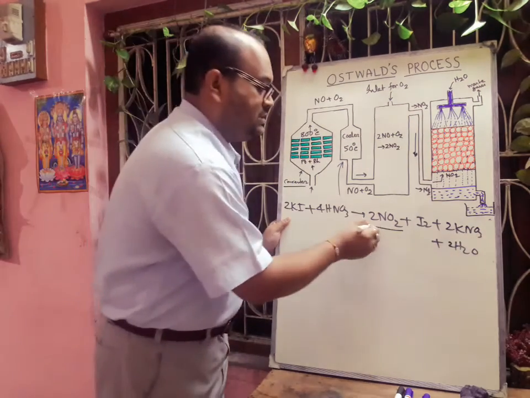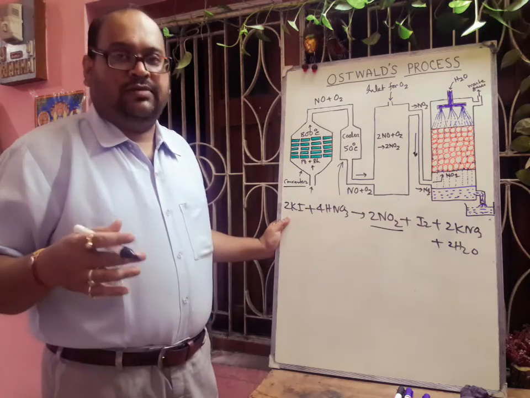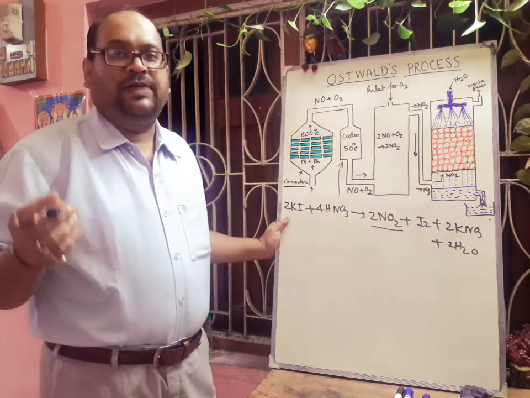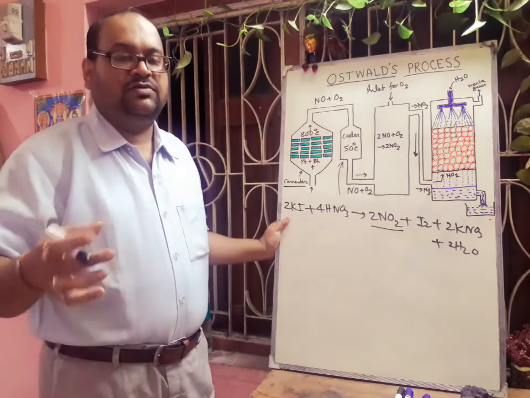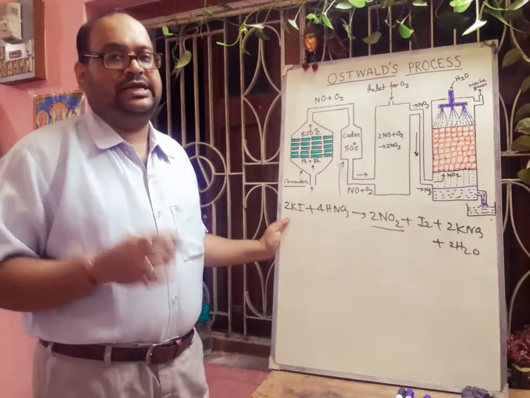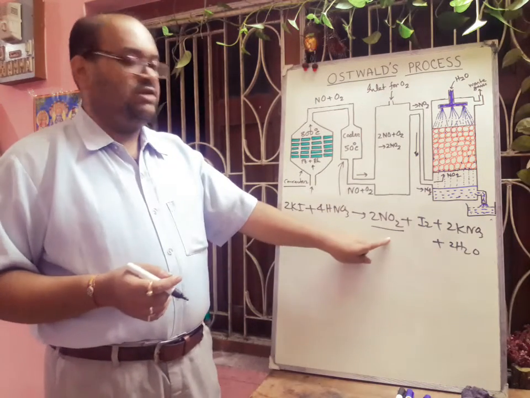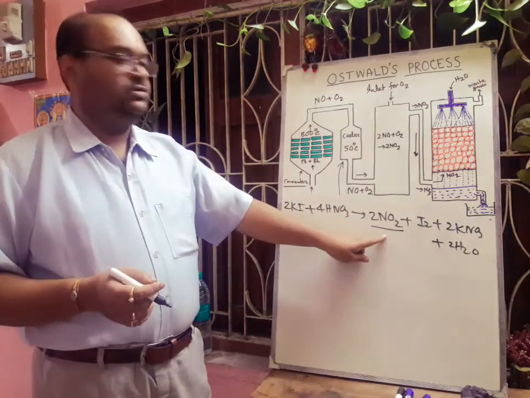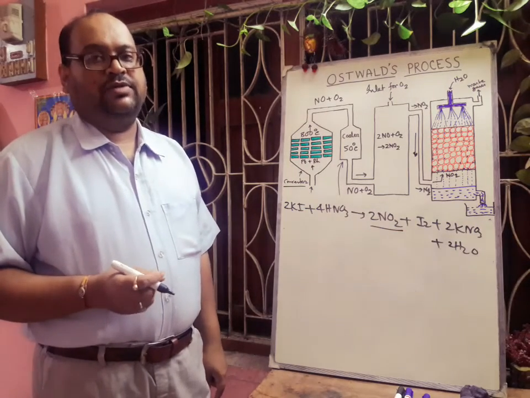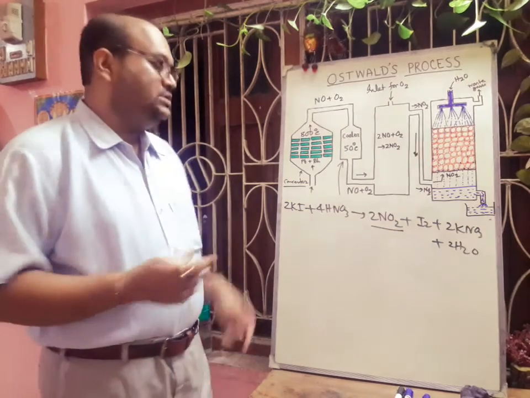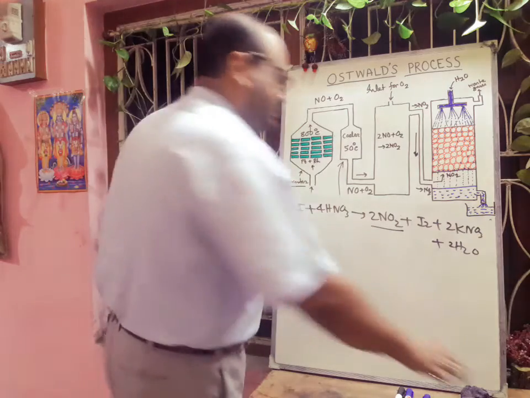So because of this, when we take one filter paper soaked in potassium iodide solution, it turns brown when we bring it near the nitric acid vapor. So this is the cause: because of this NO2 and this iodine, it is turning into brown color. Next we will do the brown ring test.